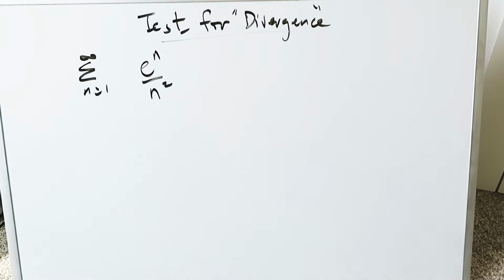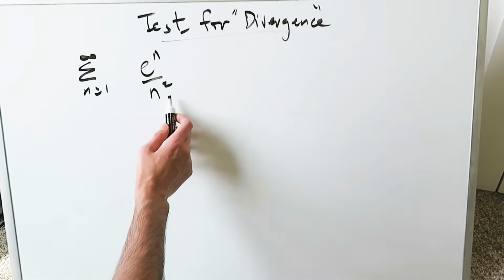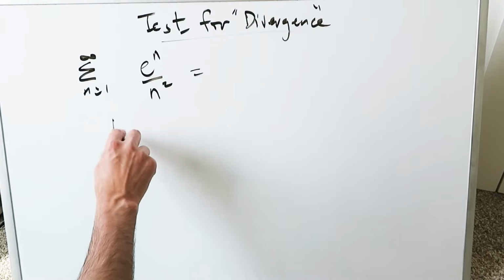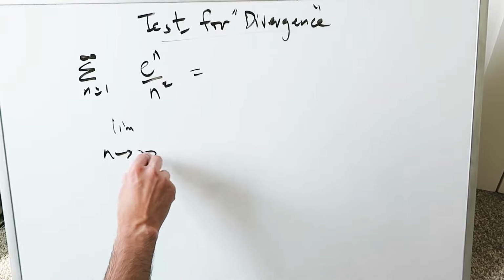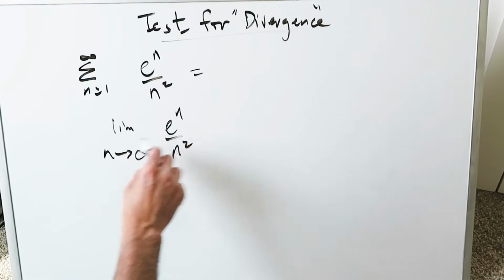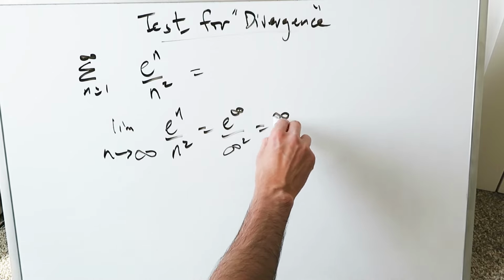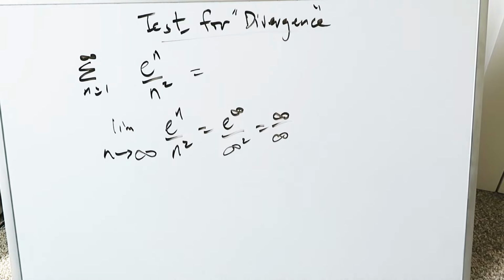How about this? The sum from n equals 1 to infinity of e to the power of n divided by n squared. What is this? Divergent or convergent in terms of the limit? If I'm doing the limit as n approaches infinity, I have e to the n divided by n squared. I would put infinity over here. I would have e to the infinity divided by infinity squared. I have an infinity divided by infinity indeterminate limit form.